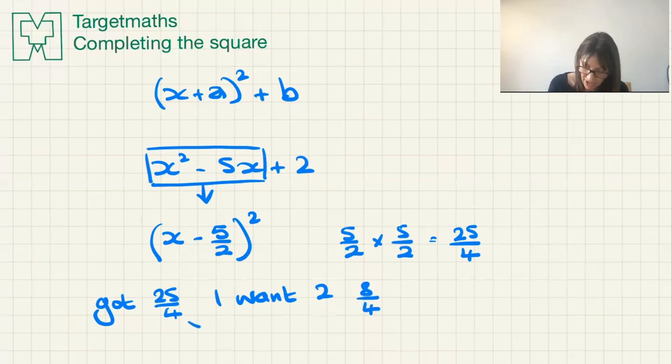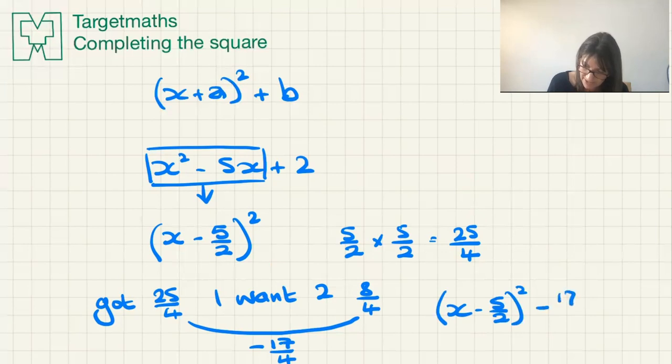And then I would say, right, I've got 25 over 4. I want 8 over 4. I've only got to look at the difference in the numerators. Really easy for me to see that I need to take away 17. So take away 17 over 4. And my final answer is x minus 5 over 2 all squared, with my adjustment of minus 17 over 4 to keep it equivalent. And that's it.